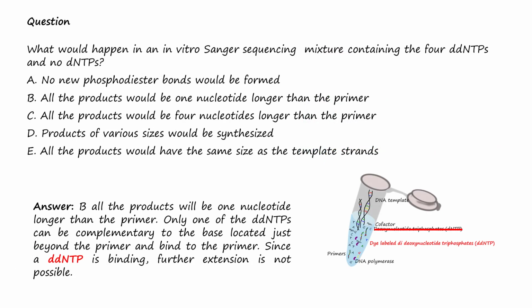The answer is B. All the products would be 1 nucleotide longer than the primer. Only one of the ddNTPs can be complementary to the base located just beyond the primer and bind to the primer. Since a ddNTP is binding, further extension is not possible.